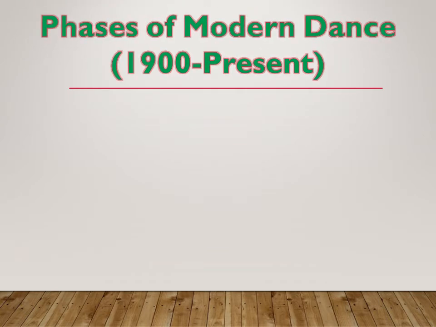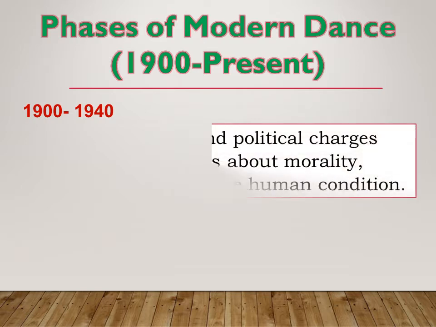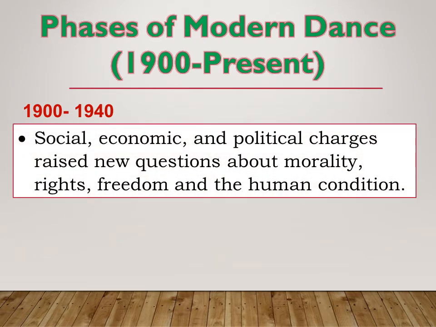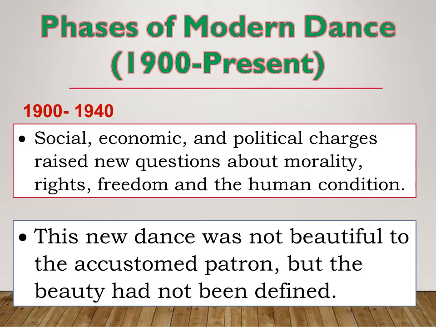Now, let's move on to the phases of modern dance from 1900 to present. 1900s to 1940. Social, economic, and political changes raised new questions about morality, rights, freedom, and the human condition. This new dance was not beautiful to the accustomed patron, but the beauty had not yet been defined.